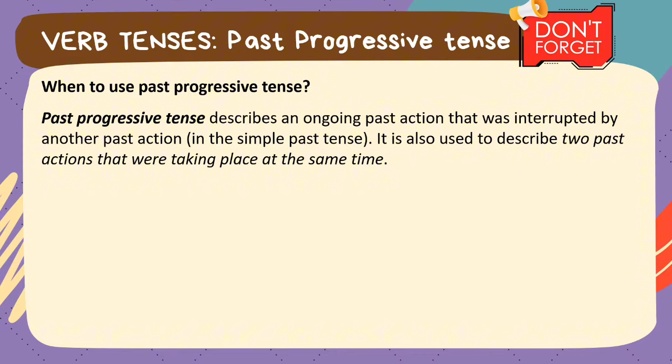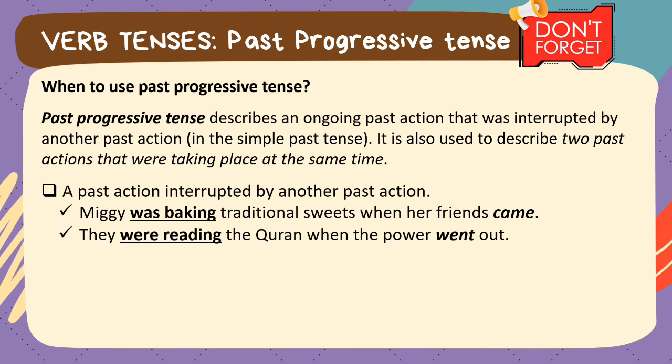What do I mean? Look at these examples. A past action interrupted by another past action. For example, Miggy was baking traditional sweets when her friends came. They were reading the Quran when the power went out.